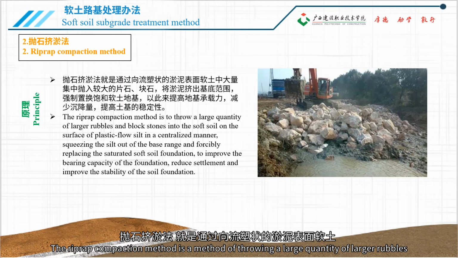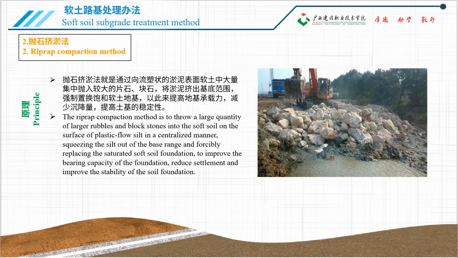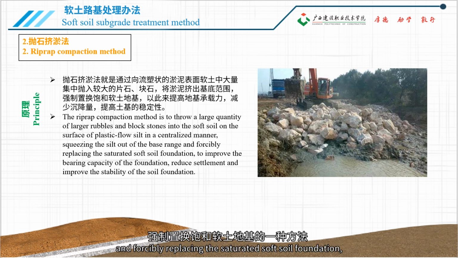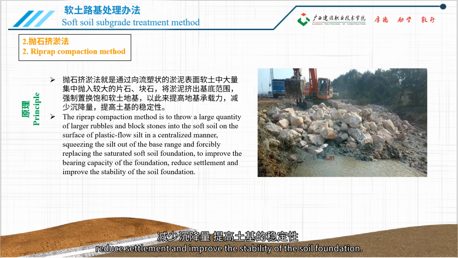The rip-wrap compaction method is a method of throwing a large quantity of larger rubbles and block stones into the soft soil on the surface of plastic flow silt in a centralized manner, squeezing the silt out of the base range and forcibly replacing the saturated soft soil foundation to improve the bearing capacity of the foundation, reduce settlement, and improve the stability of the soil foundation.